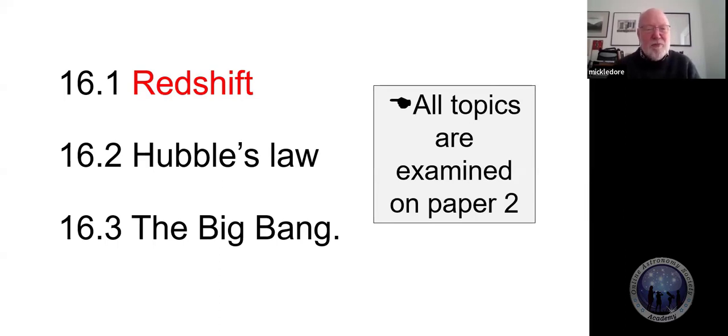So they're all examined on paper two. You wouldn't get any of this on paper one. Having said that, last year, the formation of the moon was on paper one, whereas it shouldn't have been. So occasionally, I don't know how this happens, occasionally we just get odd little hiccups.